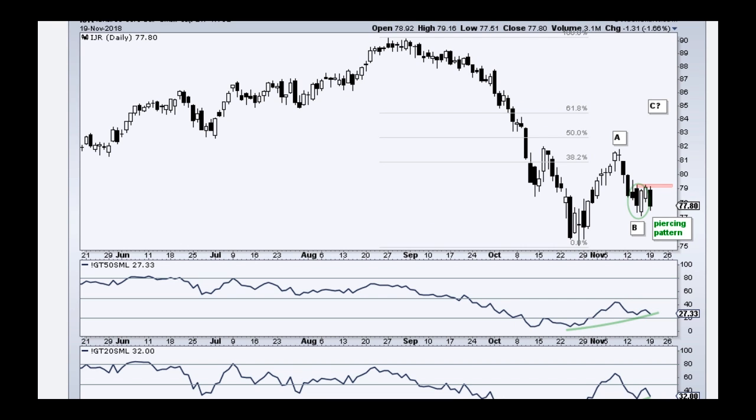And then if you look at small caps here, there you can see the piercing pattern. And you fell back, and we need to clear that resistance level. So look for 2 of the 4, 3 of the 4 to break out to suggest that we're going to get some sort of counter trend bounce. But no breakout, no bounce.